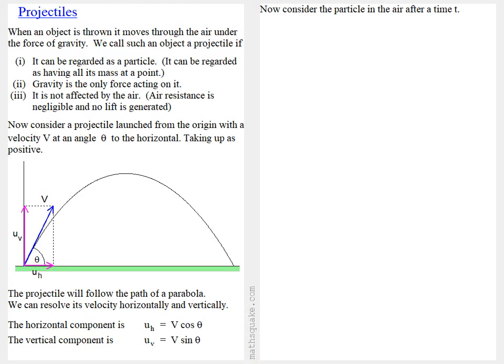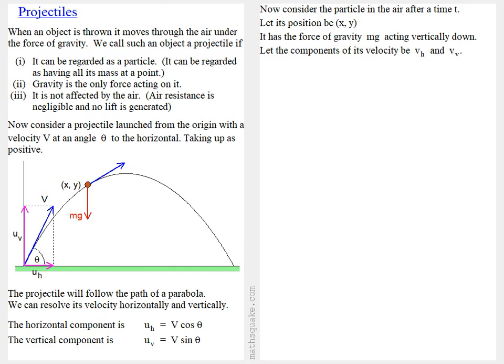Now consider the particle in the air after time t. Let its position be (x, y). It has the force of gravity, mg, acting vertically down. Let the components of its velocity be v little h and v little v. Resolving horizontally, there's no horizontal force, so vh is equal to uh. The final horizontal velocity is equal to the initial horizontal velocity. In other words, vh is equal to v cos theta.